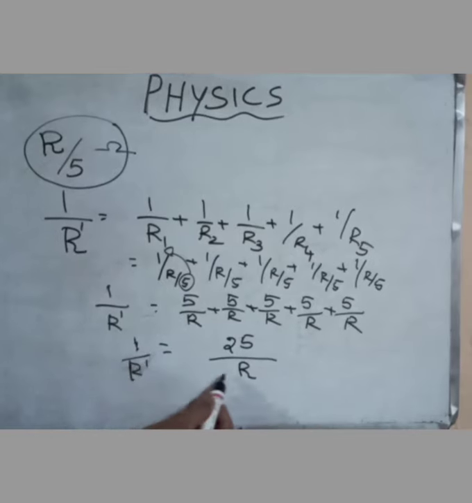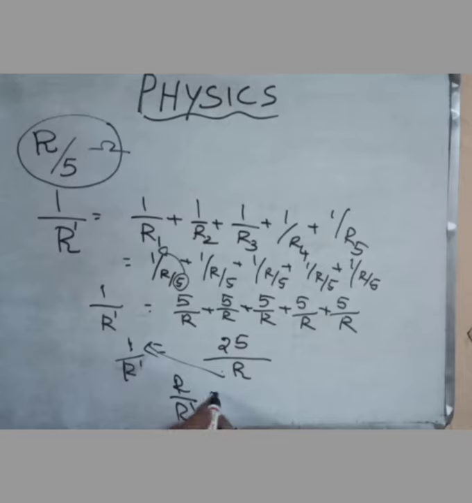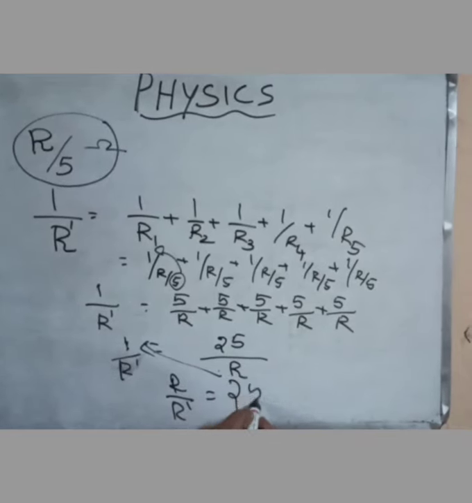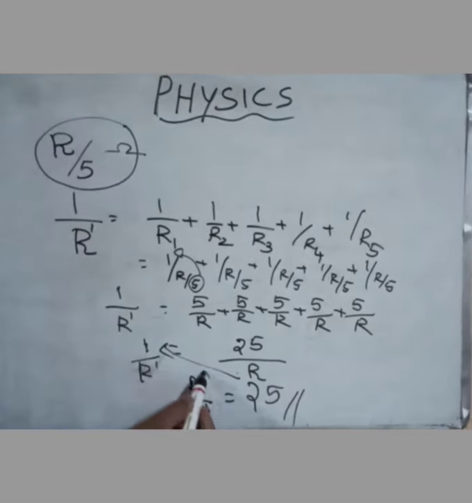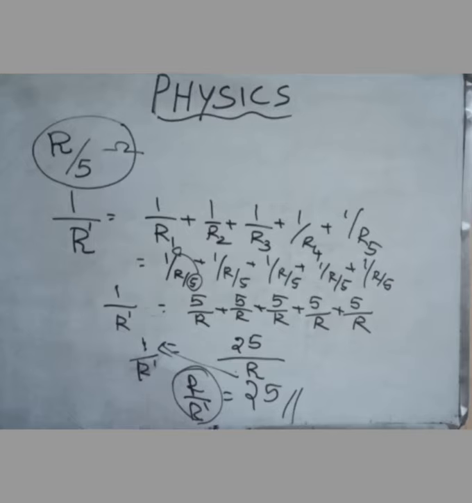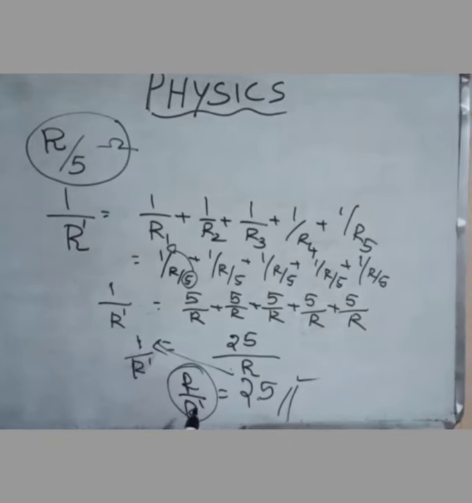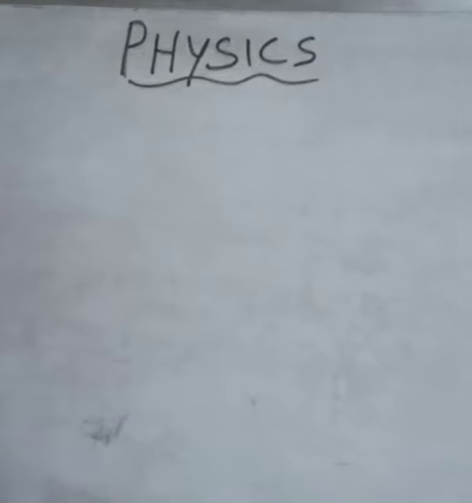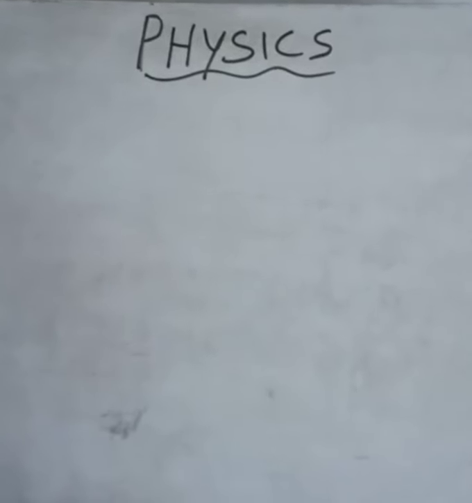If you cross multiply, this R will come to the numerator. Here 1 by R dash. So R by R dash is equal to 25. So here it is asked, in the question, you have to find out the ratio of R by R dash. R by R dash is equal to 25.